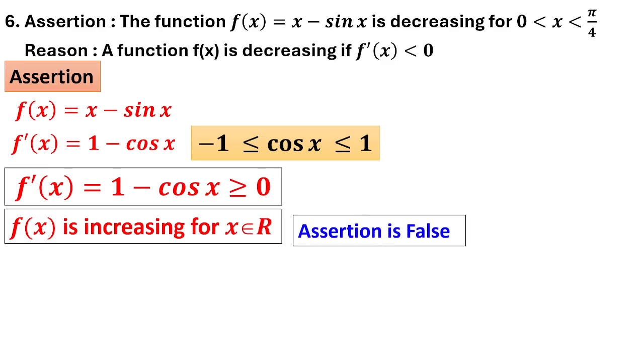Therefore, it is given as decreasing, but I think it is not decreasing. It is 1 minus cos x greater than or equal to 0, that is for x from 0 to pi by 4. It is increasing. Therefore, the assertion is false.